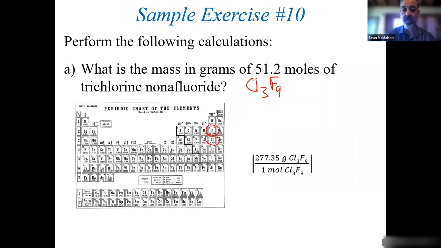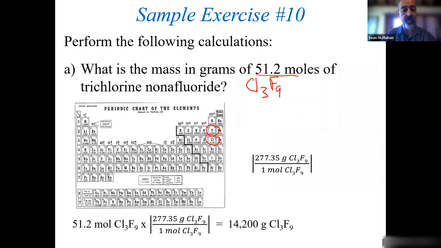I'm starting with 51.2 moles. So 51.2 moles of trichlorine nonafluoride, 1 mole is 277.35 grams. The moles cancel. Remember, the unit you want to cancel goes in the bottom, and I'm left with 14,200 grams.